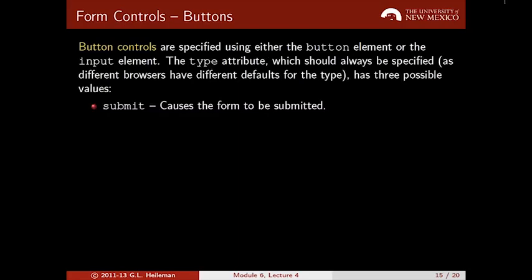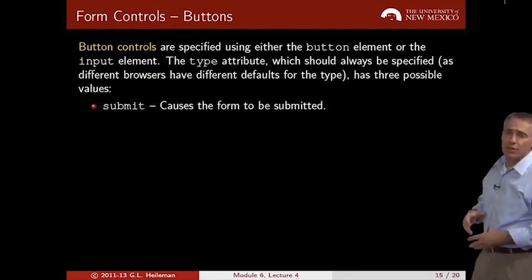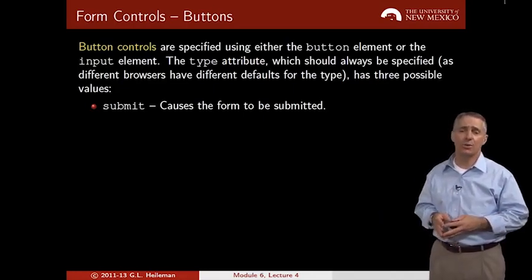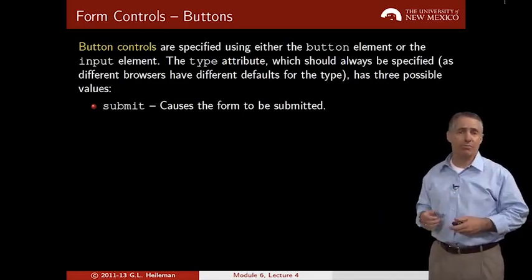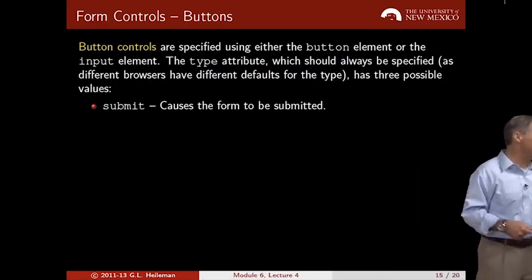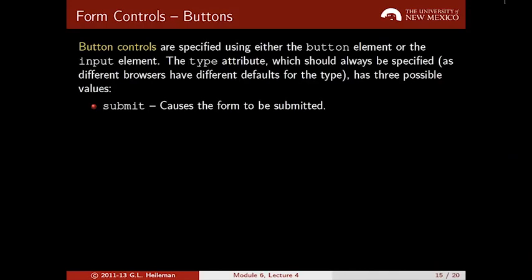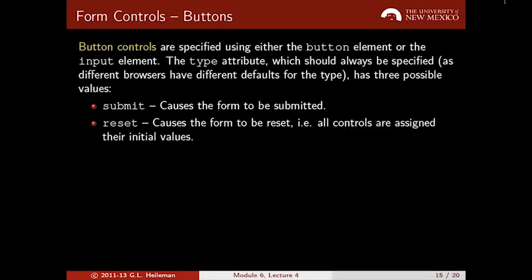Button controls are a very common way to create a button on a page. There's a button element and an input element, and both of them can be used to create a button. The type attribute always has to be specified if you're trying to create a button. You can have a submit button. We've already seen these, in the examples that I showed you previously. This causes the form to be submitted to the URL specified in the action attribute. You can have a reset, where the type is reset, and this causes the form to be reset. So you can create a button that, when you click it, resets the form controls to their initial values.